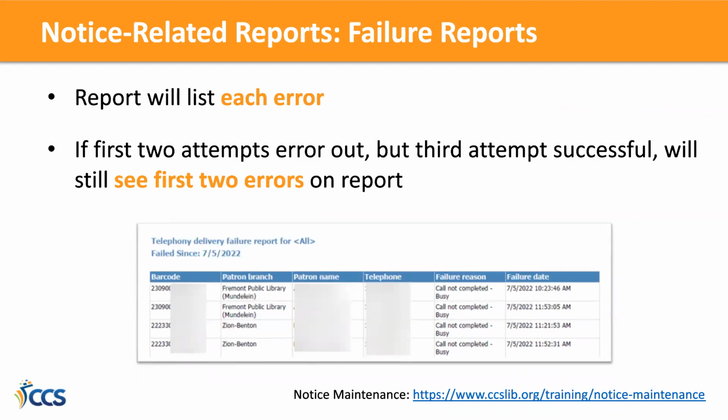One other thing with these reports is that it lists each error instance. So this means that a notice could error twice, but let's say telephony can get the message through on the 3rd try. This report is still going to list those first 2 errors, but it's not going to tell you that the notice was sent successfully in the end. And this is just another reason why I want to emphasize staff are not expected to follow up with patrons on this report. Either it's going to default to print or the notice is going to get through to the patron.